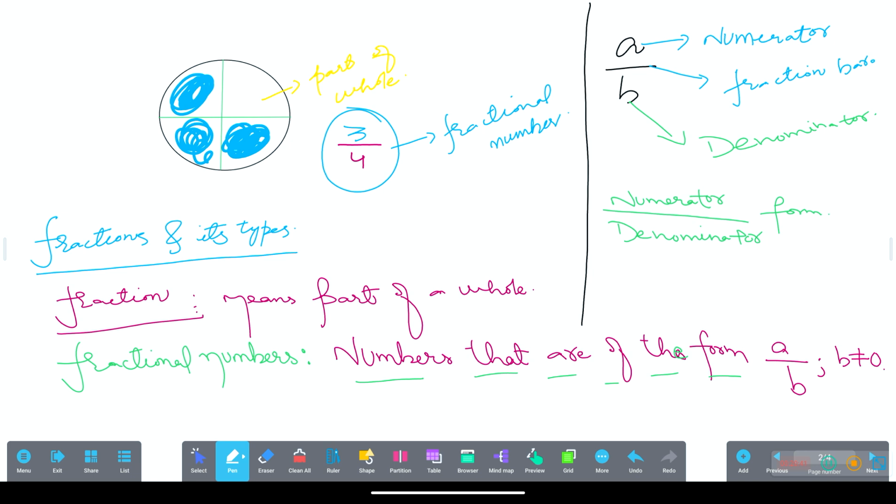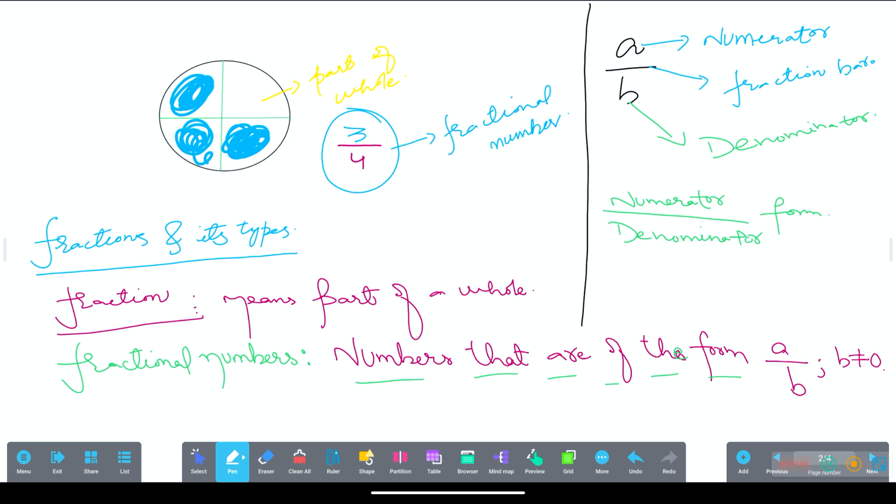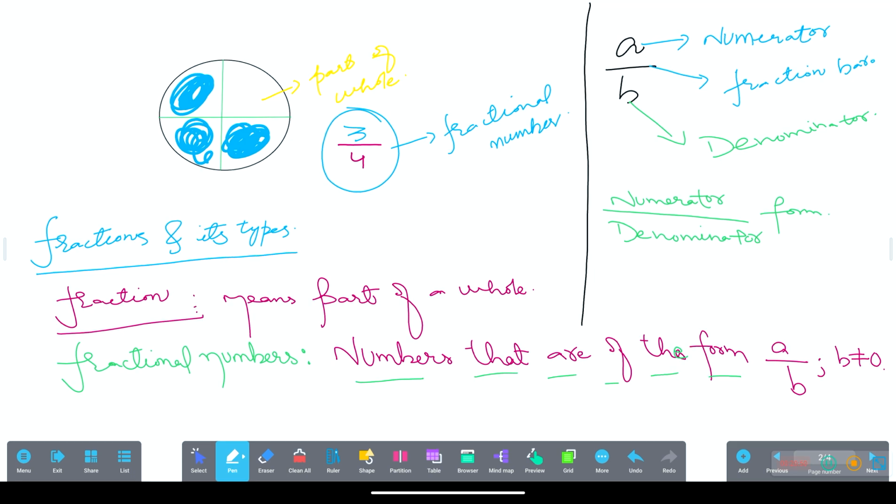Provided denominator is not equal to 0. So fractional numbers are those numbers that are of the form a by b, while b is not equal to 0. Here a is called the numerator and b is called the denominator. But remember, b can be any number except 0. That is, the denominator of a fractional number can never be equal to 0. Keep that in mind.